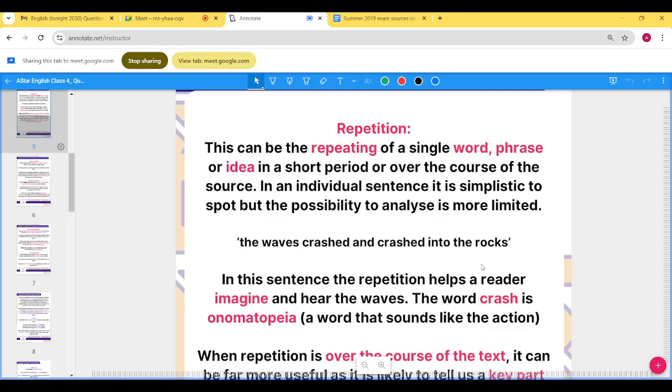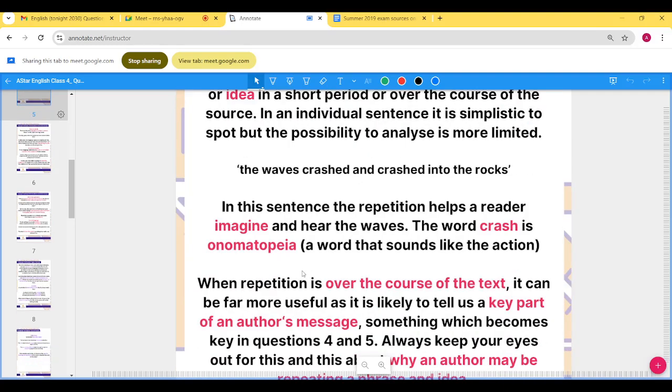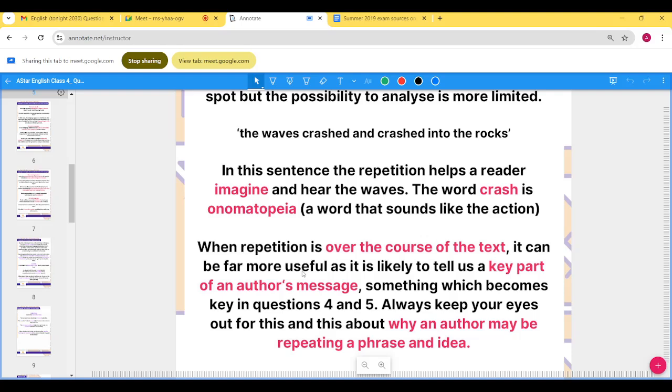When repetition is in the course of a text as a whole, as a repetition of a phrase, it's more of a structural technique than anything else, but it can be really useful in questions 4 and 5. Equally, it's something you could potentially use in a question 6. A repetition of a phrase at the beginning and the end can help you to create a circular structure, a story where the start and finish link together, which is something the examiner likes a lot.